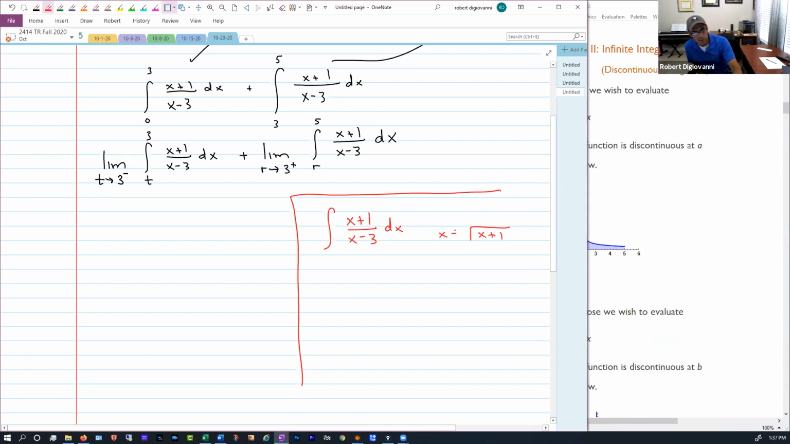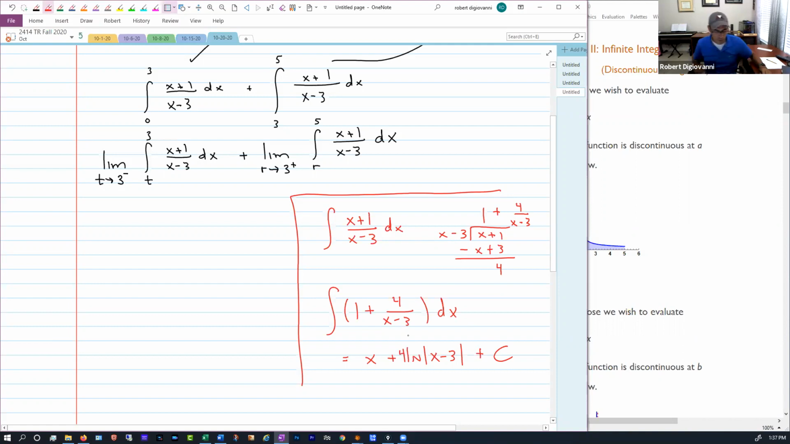So you go 1, 1 there, x minus 3, change the signs, minus, plus, add down, you get 4. So you get a remainder of 4 over x minus 3. So this becomes an integral of 1 plus 4 over x minus 3. And then the antiderivative of that is x plus 4 natural log of x minus 3 plus c. I forgot my 4. Okay, we've done this, yes?